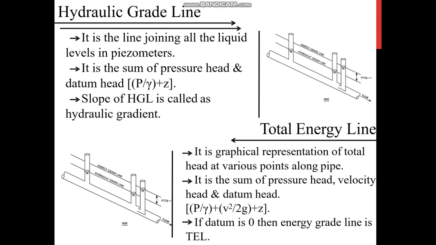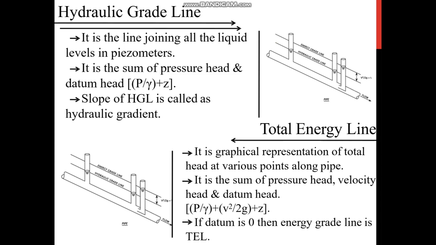Now I want to explain one more important question, which is about the representation of two types of lines. They are called HGL, that is hydraulic gradient line, and TEL, that is total energy line. If the fluid is flowing through the pipe, we can take the center of the pipe as a datum point, or the center line. The hydraulic gradient line, that is HGL, is the sum of the pressure head and datum head. Pressure head is P by rho and datum head is Z. Therefore, HGL is P by rho plus Z.